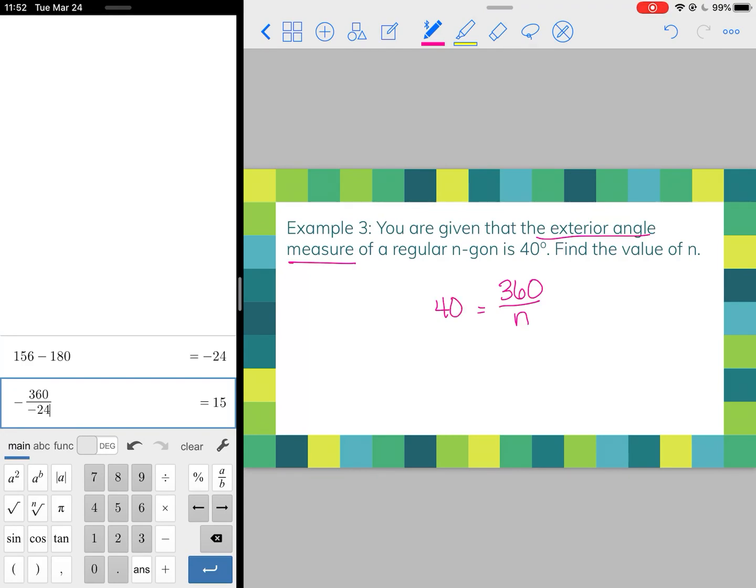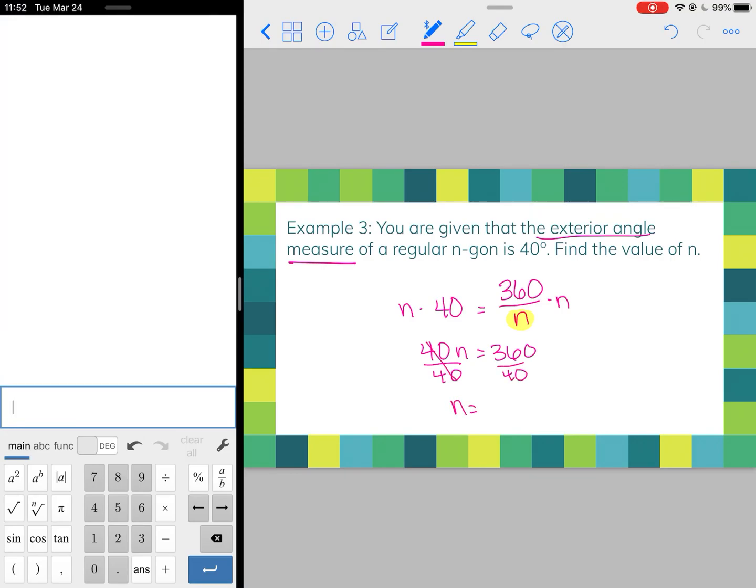On this one, I'm trying to figure out what n is, but it's on the bottom of the equation. So I'm going to multiply both sides by n. So I have 40n equals 360. And I'm going to divide both sides by 40. And n equals 360 divided by 40, which is 9. So n equals 9. And that's what we were looking for. We were looking for the value of n.